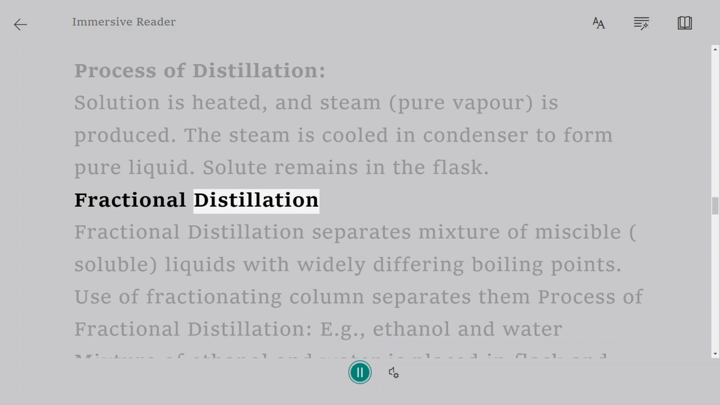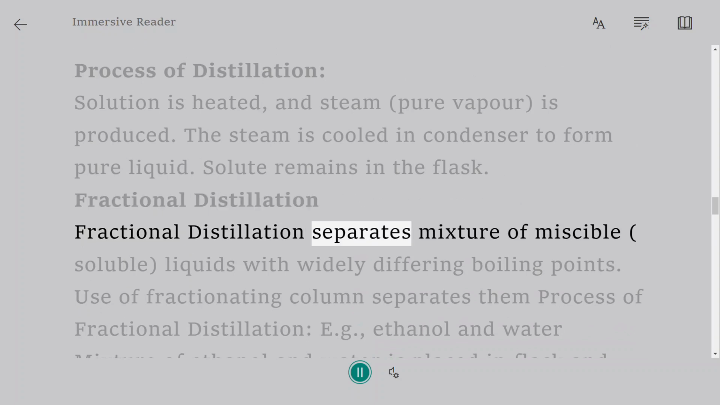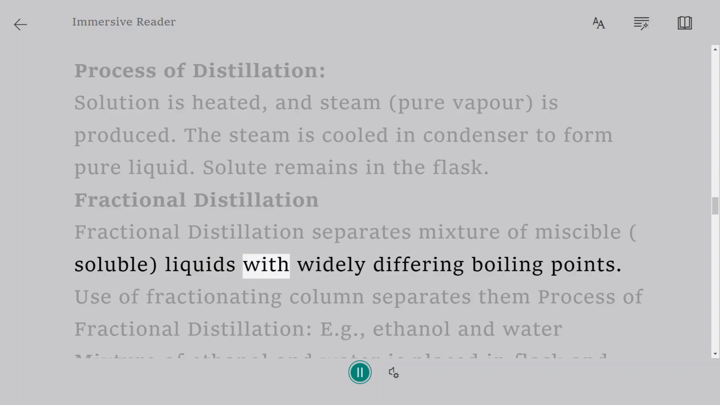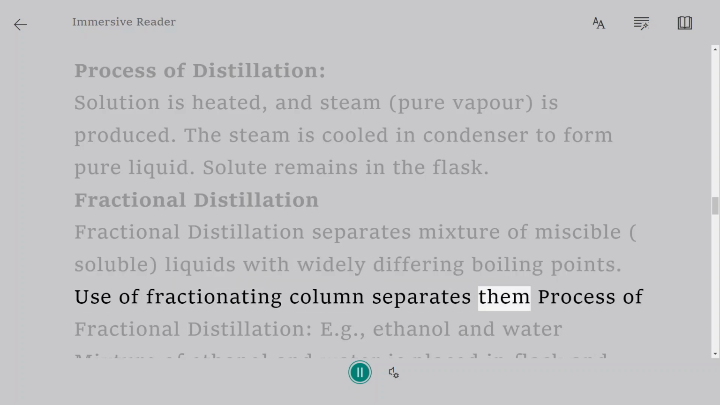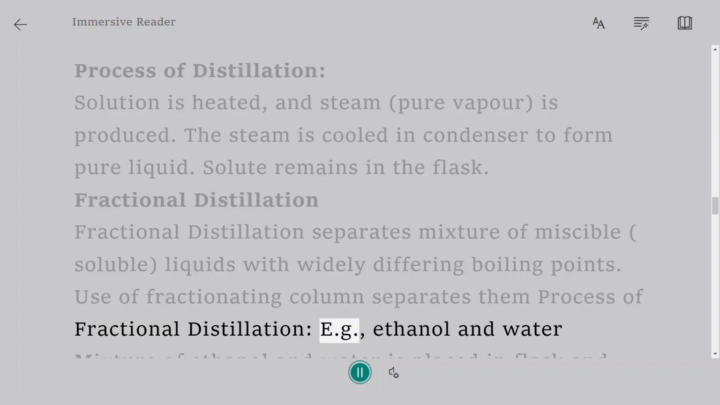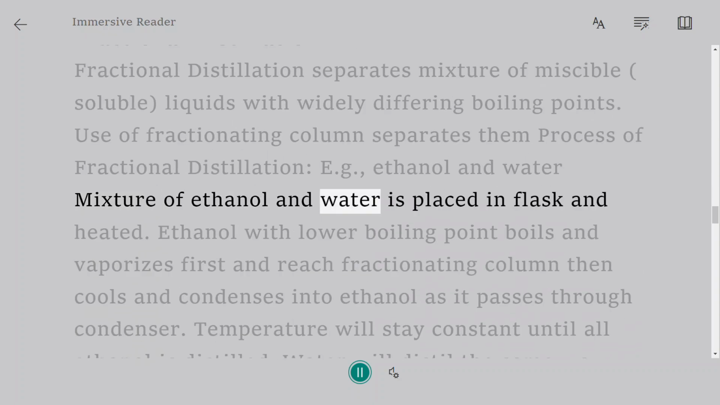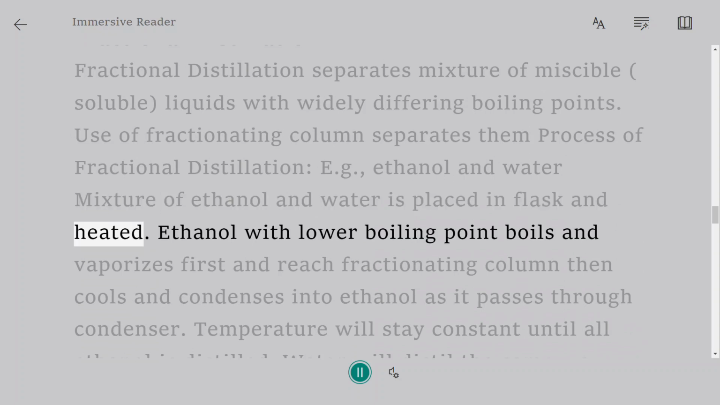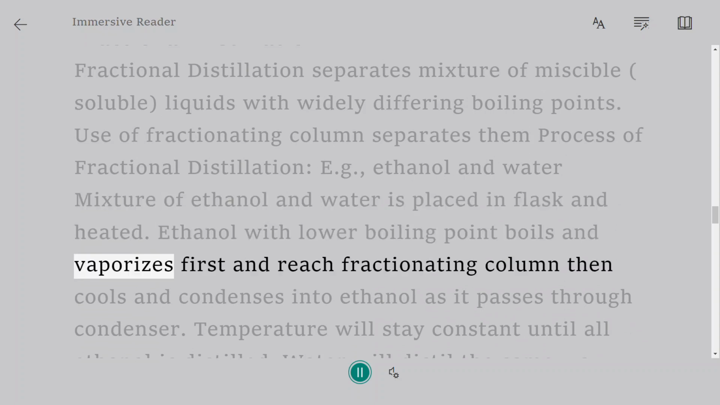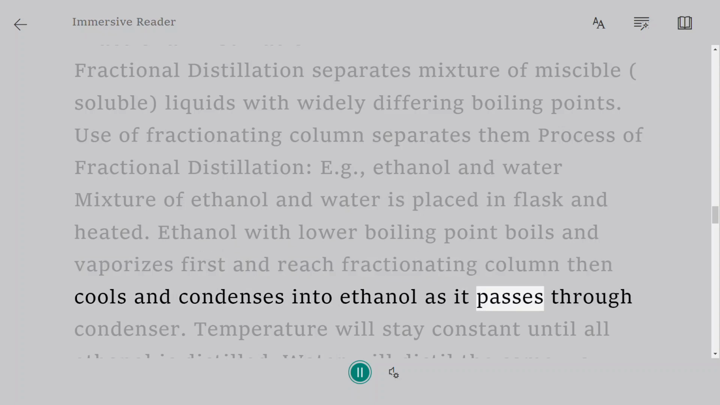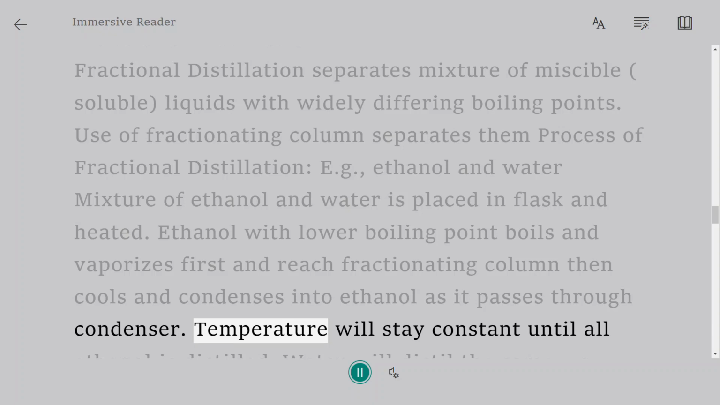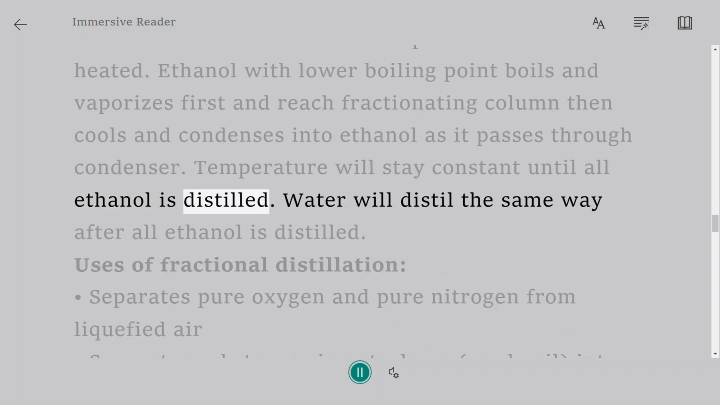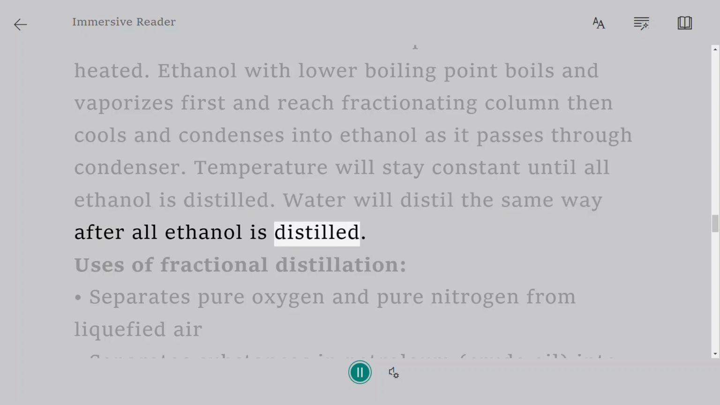Fractional distillation separates a mixture of miscible, soluble liquids with widely differing boiling points. A fractionating column is used to separate them. Process of fractional distillation, e.g., ethanol and water. The mixture of ethanol and water is placed in a flask and heated. Ethanol, with the lower boiling point, boils and vaporizes first and reaches the fractionating column, then cools and condenses into ethanol as it passes through the condenser. The temperature will stay constant until all ethanol is distilled. Water will distill the same way after all ethanol is distilled.